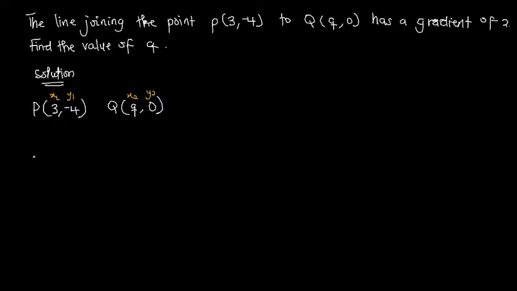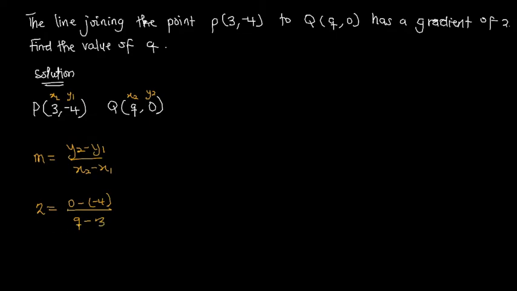Now from here, I was told that the line has a gradient of 2. So I quote my gradient formula, which is m is equal to y2 minus y1 over x2 minus x1. Now all I need to do is to do my substitution and solve mathematically to find the value of q. So the gradient in the question has been given to us to be 2, is equal to my y2 is 0 minus y1, which is negative 4, over my x2 is q minus my x1, which is 3.